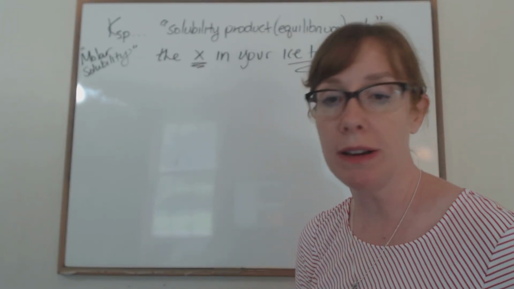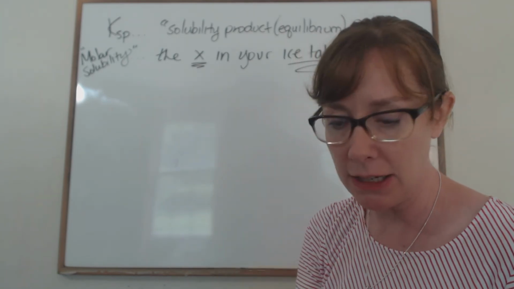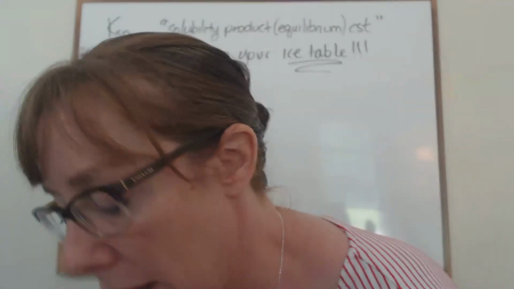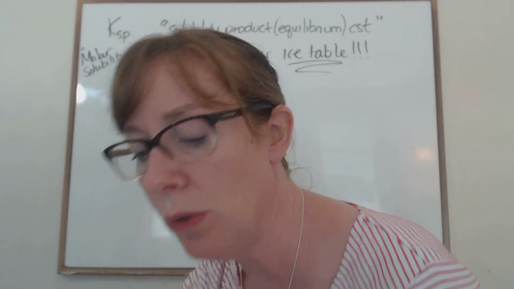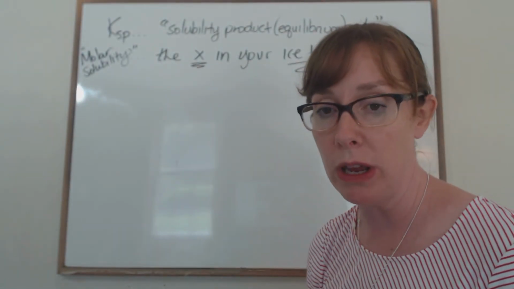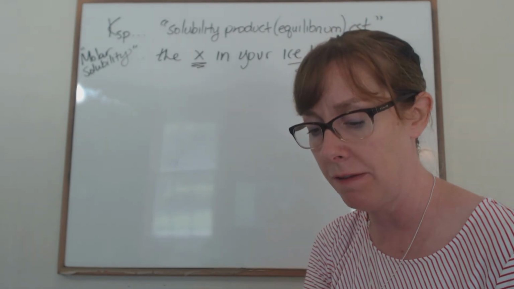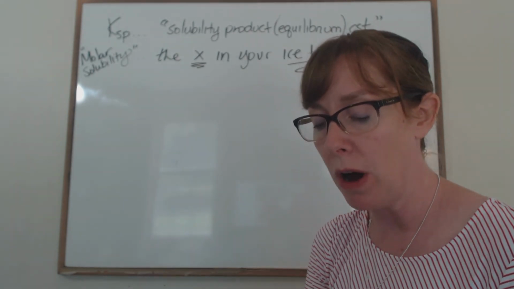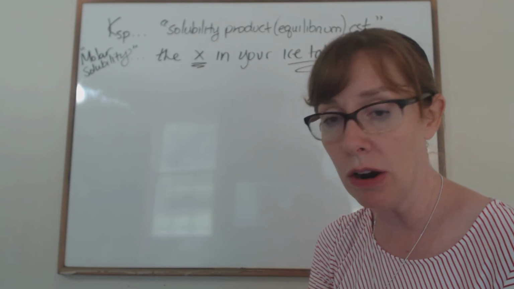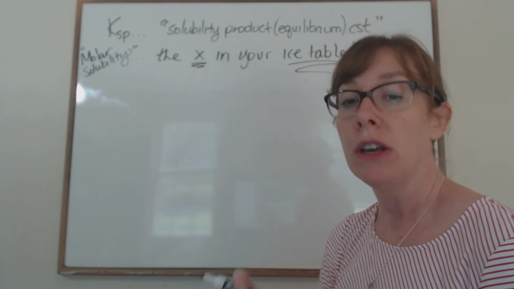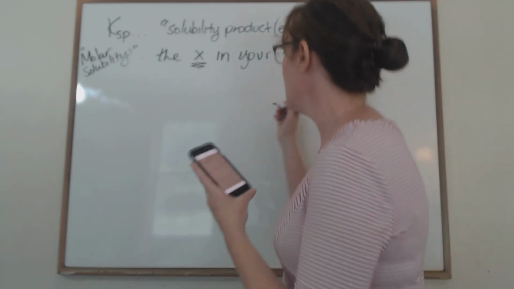So let's go ahead and do one of these together. I know that might not make sense until we actually do one together. I'm going to do part A, which says use the molar solubility, 1.08 times 10 to the negative 5th molar in pure water, to calculate KSP for BaCrO4.